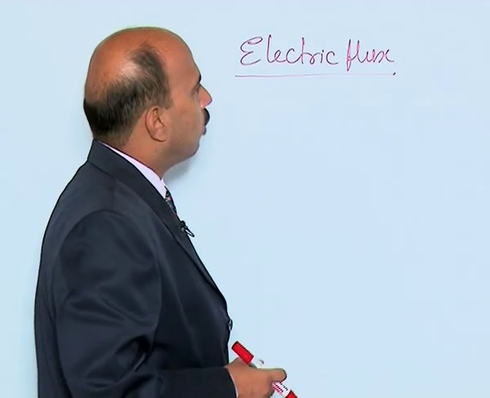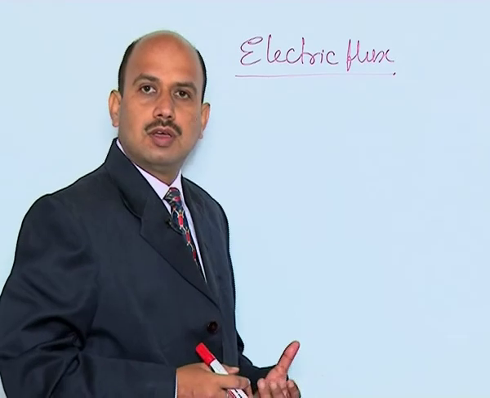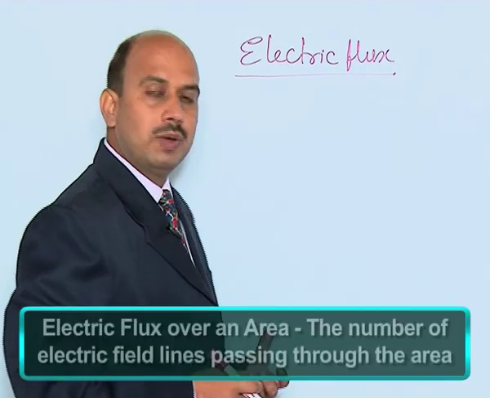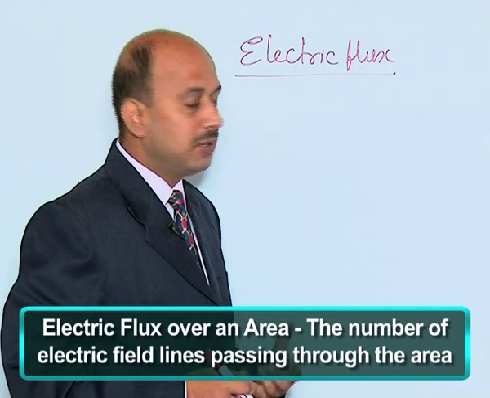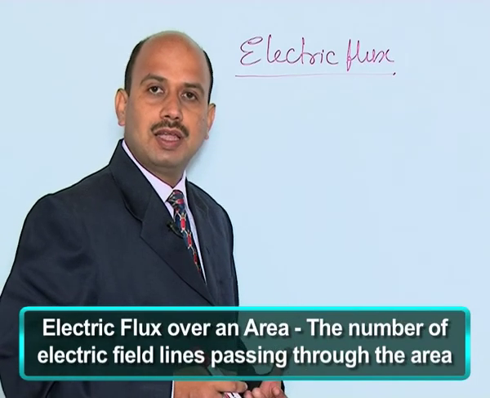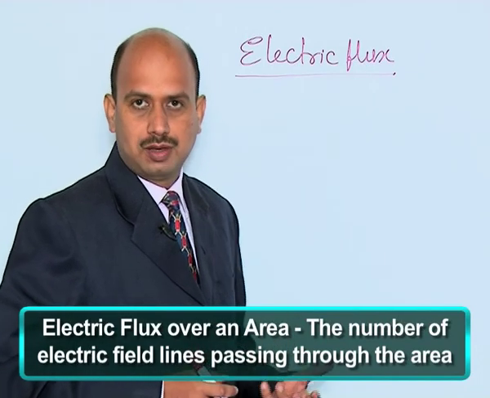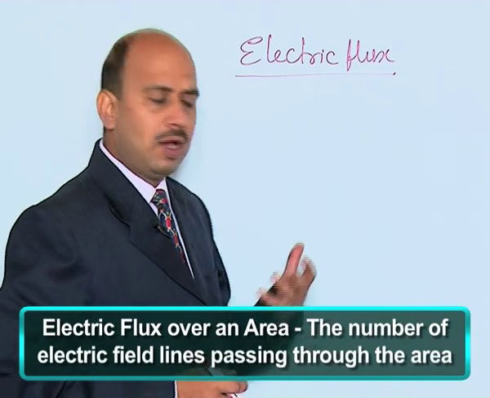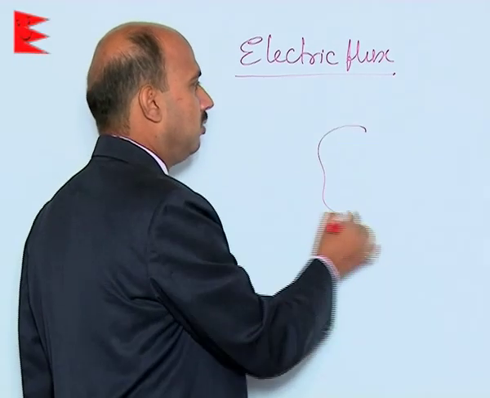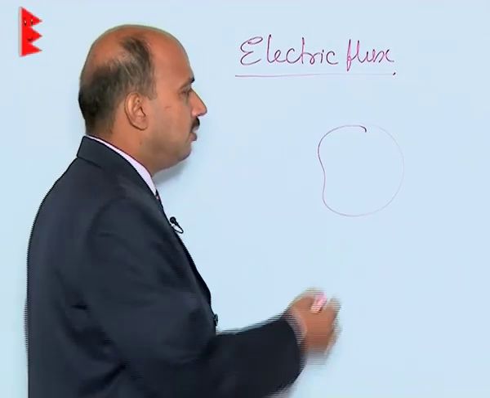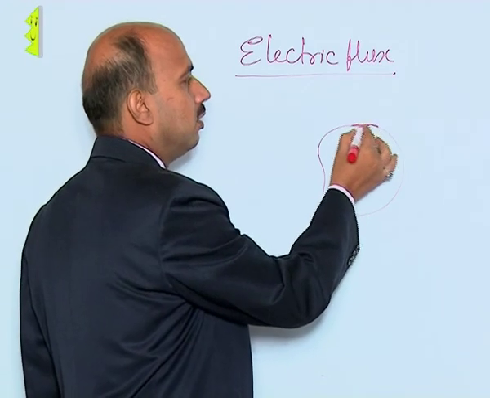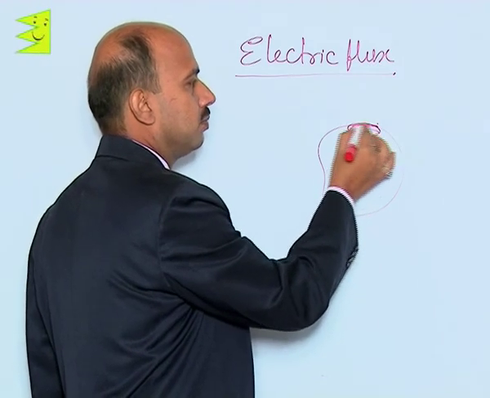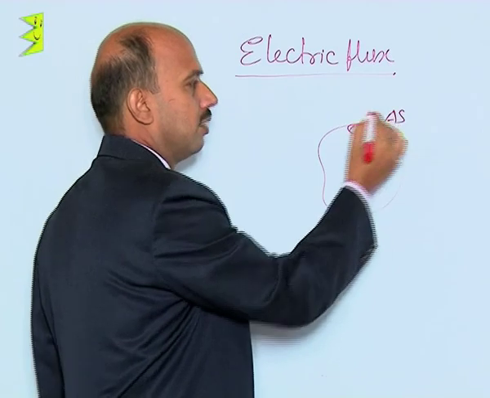Now see here, the next topic is electric flux. Electric flux over any area represents the number of electric field lines passing through this area. Suppose you have taken any closed surface like this, and in this closed surface you take any small area, that is delta S.